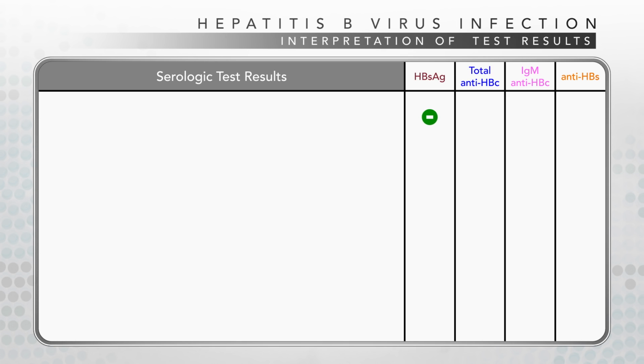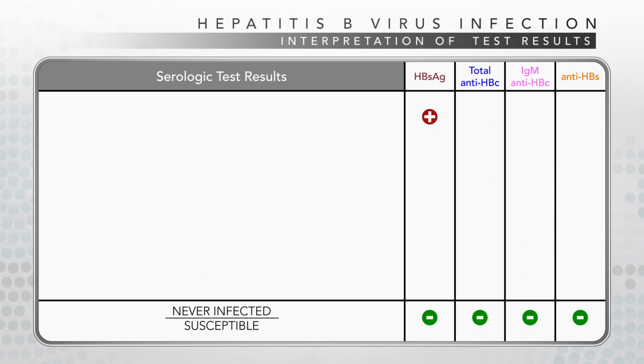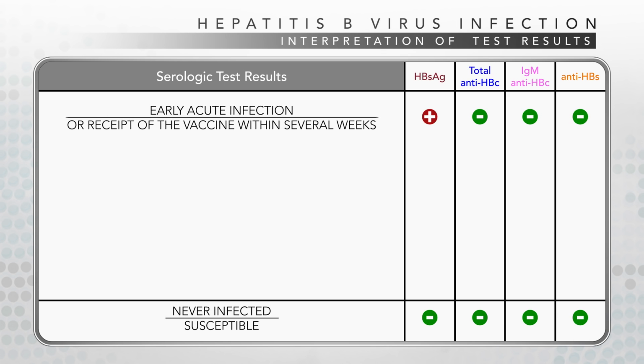Negative results for hepatitis B surface antigen, HBsAg, total antibody to hepatitis B core antigen, total anti-HBc, immunoglobulin M, IgM anti-HBc, and antibody to hepatitis B surface antigen, anti-HBs, should be interpreted as never infected and therefore susceptible. Positive HBsAg with the other 3 tests being negative indicates early acute infection, but could also indicate receipt of the vaccine within several weeks. This is a transient effect.